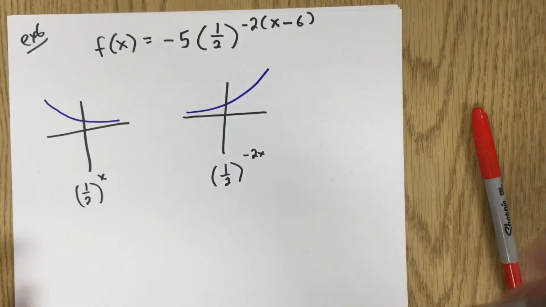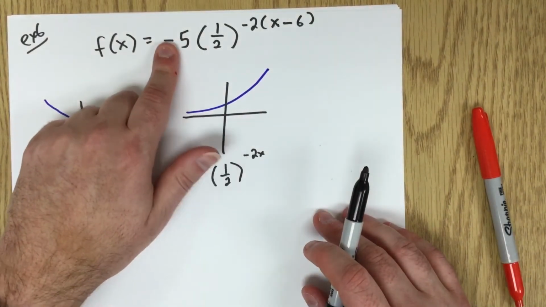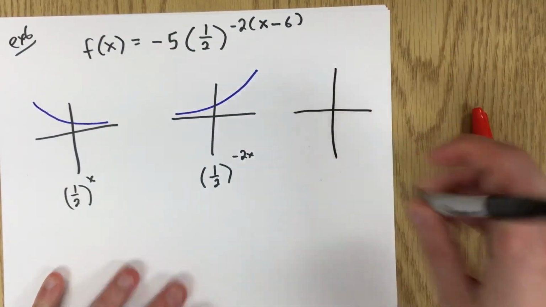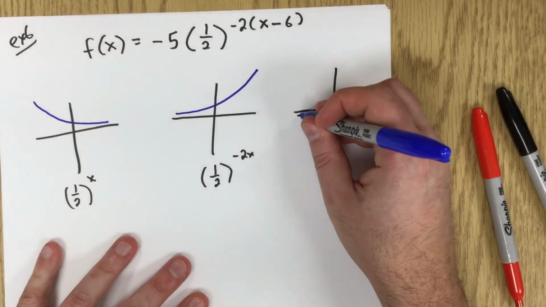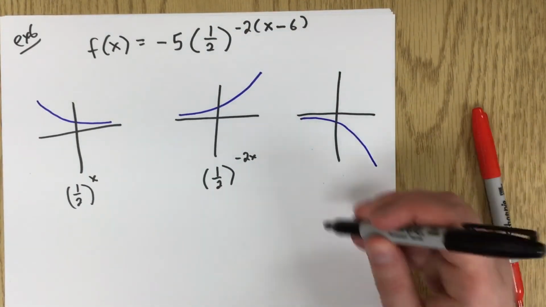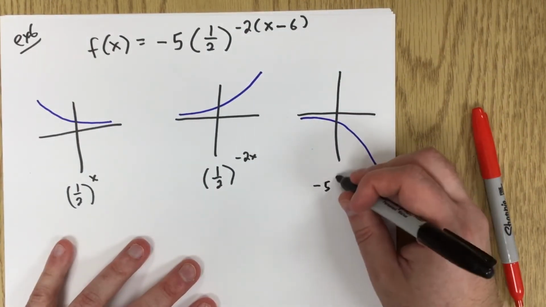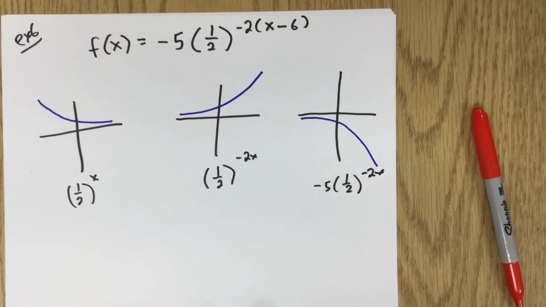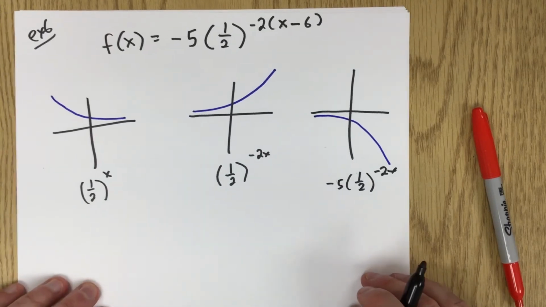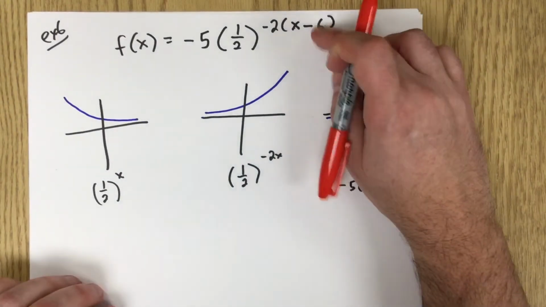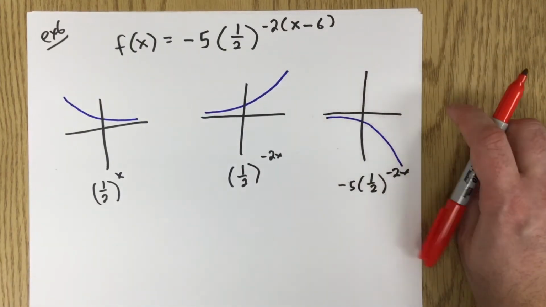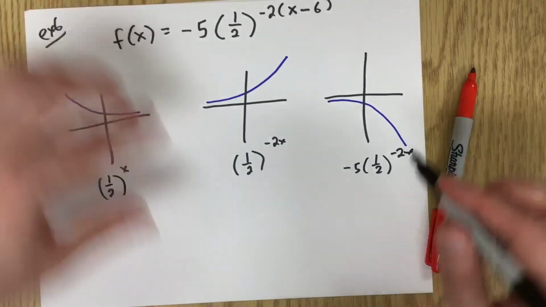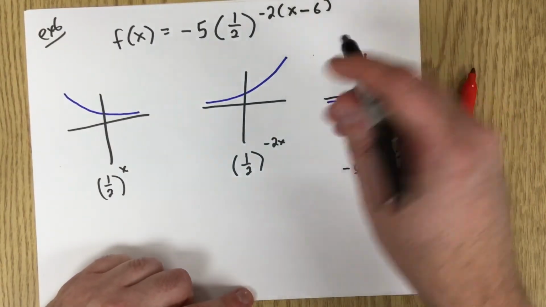But now there's a negative in front over there, which means that it's going to flip downwards, which means it's going to look like this. So this would be the -5 1/2 to the minus 2x. Now, there's also a movement of 6 to the right. That doesn't affect too much. It will still look roughly something like that. So the equation looks pretty much like this, and it didn't move up and down at all.